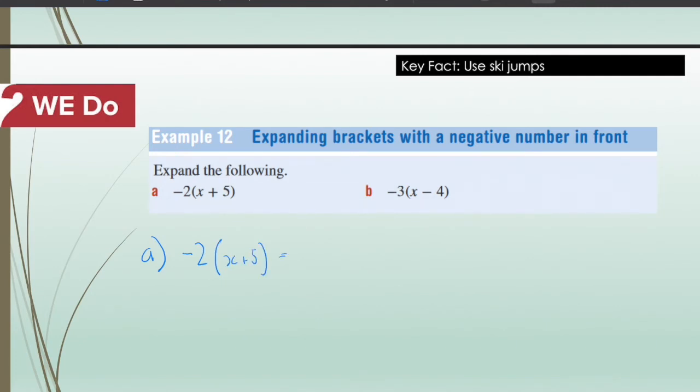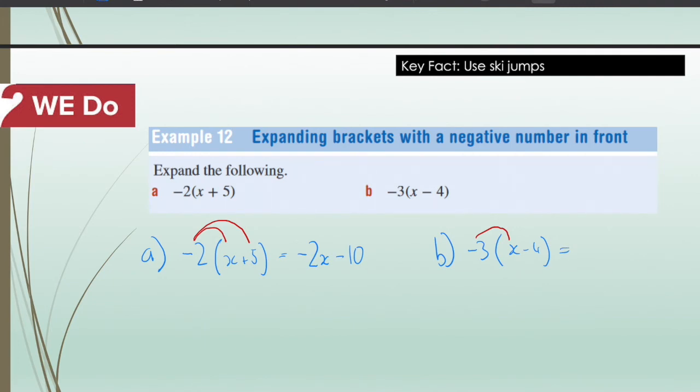This first one is relatively straightforward. We're just timesing our number out the front by the two numbers in the middle, except this time the number that we're timesing by is minus 2. Minus 2 times x, minus 2x. Minus 2 times 5 is minus 10. That one's relatively straightforward. This is a bit more complex when we have a negative outside the brackets and inside the brackets. We have to be very careful what we do here. Let's do our first jump.